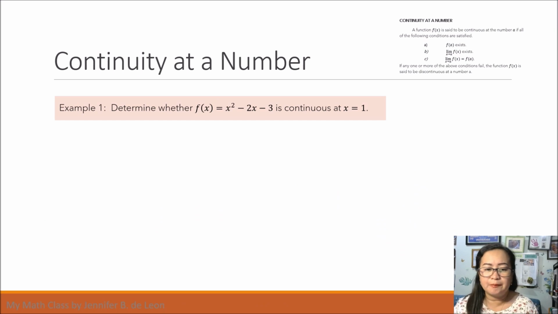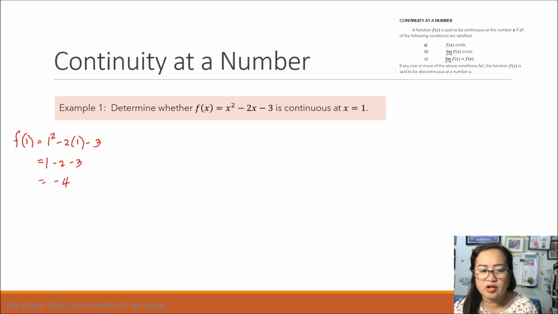Let's work on example number 1. Determine whether f of x equals x squared minus 2x minus 3 is continuous at x equals 1. We now show that the function satisfies all the three conditions. So we show that f of 1 exists by evaluating the given function at x equal to 1. So we will have 1 squared minus 2 times 1 minus 3. Simplifying that, we will have negative 4. Therefore, f of 1 exists.